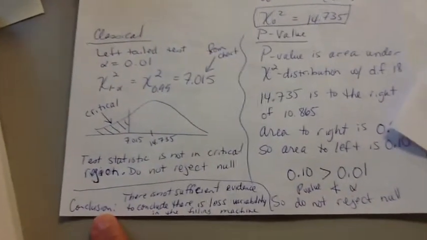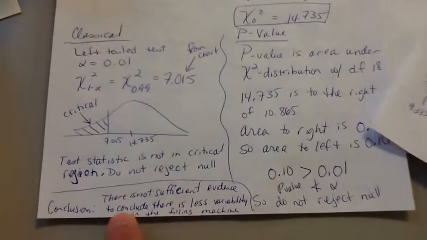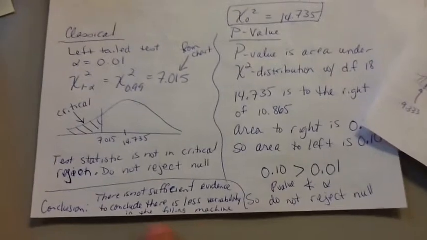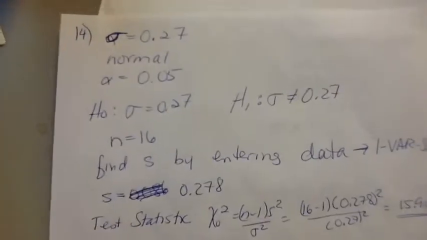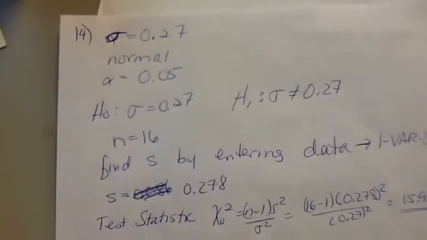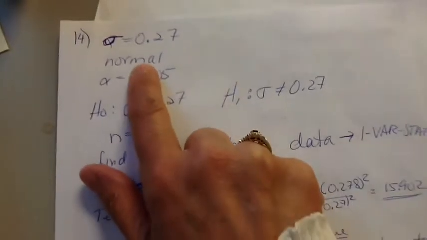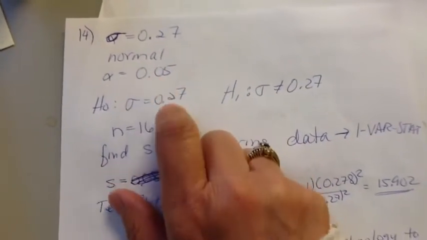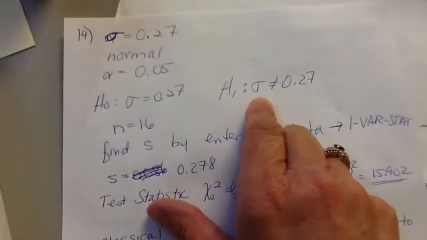I need to write a conclusion. There is not sufficient evidence, or you could say there is insufficient evidence, to conclude there is less variability in the filling machine. Relate it back to the problem. All right, so now let's look at the next problem, where sigma is 0.27. Now, it says it's normal. Here's my alpha. This is sigma, 0.27, normal distribution, level of significance. And I have to write my null, and it says that it's different. So it's a two-tailed test.